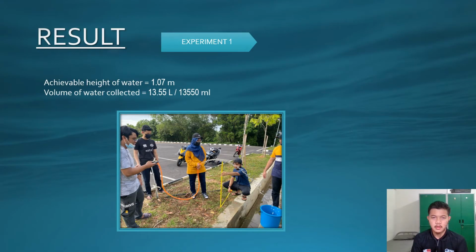About the results in experiment 1. The achievable height of water recorded is 1.07 meter. Volume of water collected is 13.55 liter or 13550 milliliter.